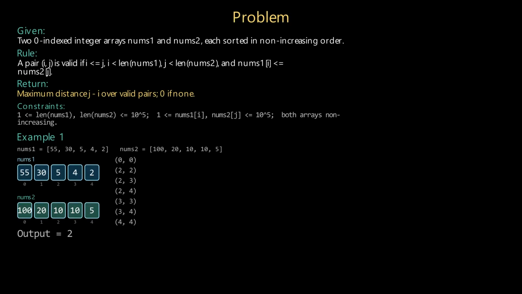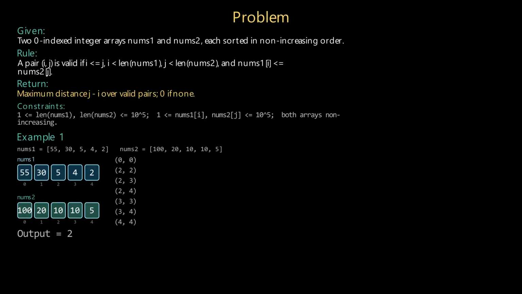Given two zero-indexed integer arrays nums1 and nums2, each sorted in non-increasing order. Rule: a pair (i, j) is valid if i <= j, i < len(nums1), j < len(nums2), and nums1[i] <= nums2[j]. Return the maximum distance j - i over valid pairs, 0 if none.